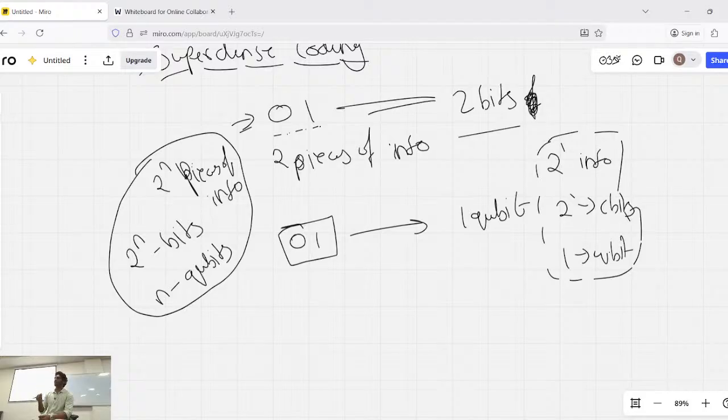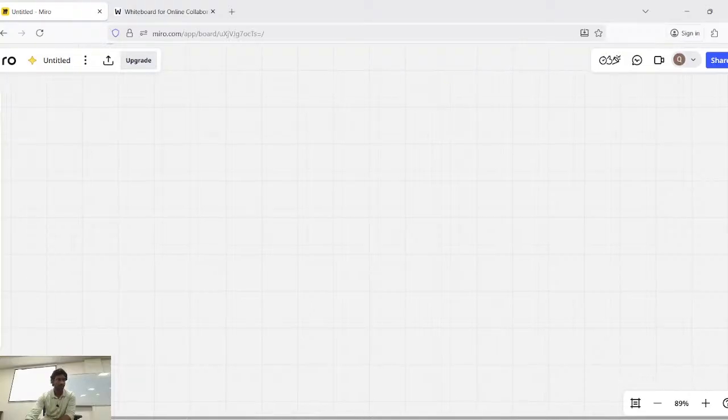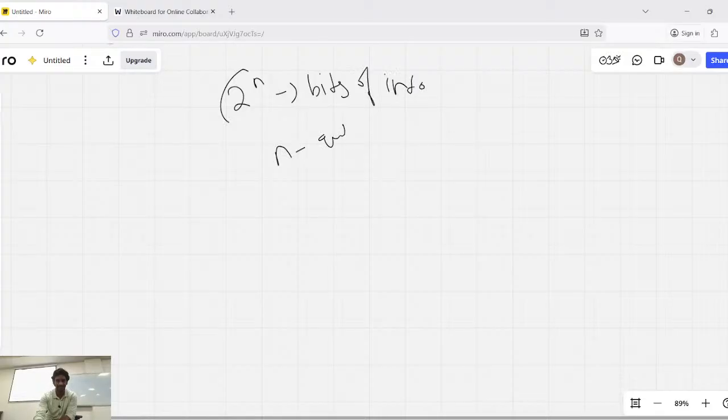How exactly are we going to perform this superdense coding? For 2 to the power of n bits of information, we require n qubits. For example, if I want to send 4 pieces of information, I just require 2 qubits. For 8 pieces of information, I just require 3 qubits. But classically, for 8 pieces of information, I will need 8 bits. So that's the difference.